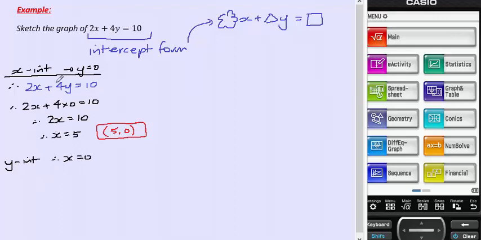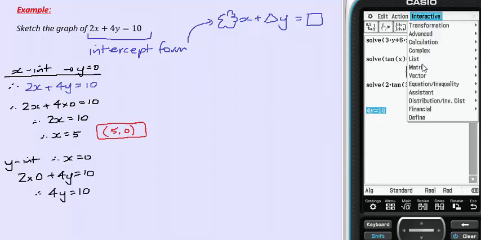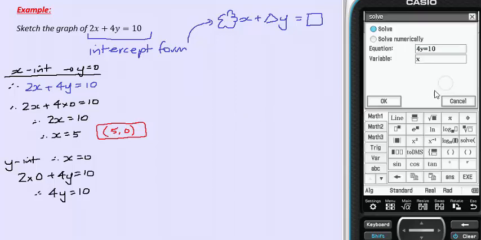That would mean my line of 2x plus 4y equals 10 will become 2x, but x is 0, plus 4y equals 10. Therefore, 4y equals 10. And I can either do the algebra, or if I'm not feeling confident, I can go to the main part of the calculator and put my equation in, 4y equals 10, and then solve it the way I would any other equation that I'm not sure how to solve.